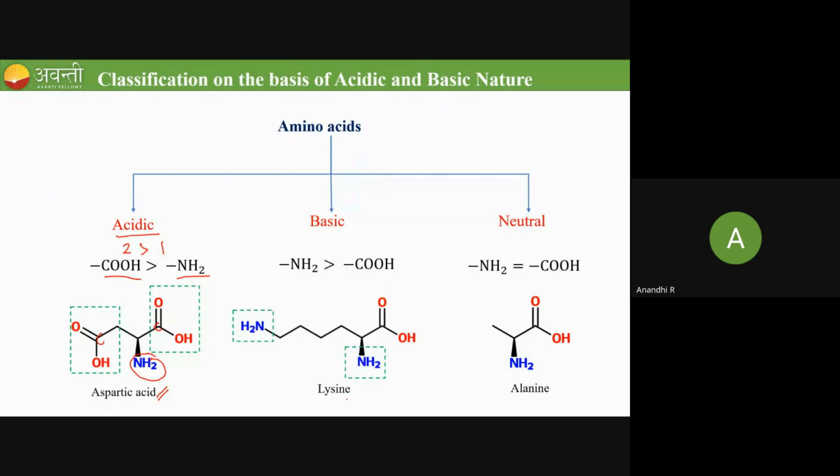And in the case of lysine, we have two NH2 groups, two basic groups, and only one COOH group. So NH2 is 2 and COOH is 1. So this is a basic amino acid. And here in alanine, we have only one NH2 group and only one COOH group. So both are equal in number, which means alanine is a neutral amino acid. Is that clear now? Clear? Any doubt? Yes.